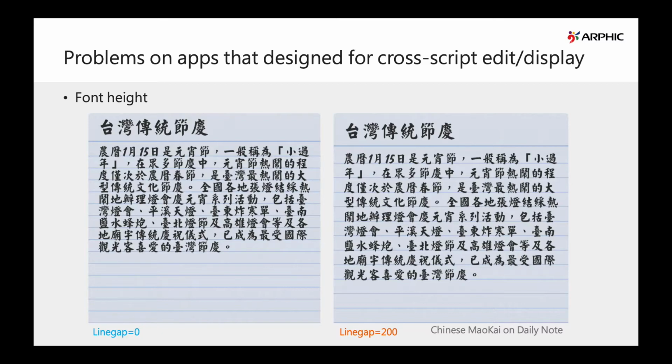So here are some problems that might happen on apps designed for cross-script display. The pictures are captured from the app Daily Notes on iOS. This app accesses the line gap value from the hhea table, and generally the parameter is 0. We used a Chinese typeface, Maokai, to edit text in the app. The left one has line gap value 0 in the hhea table, and the right one has the value 200. You can see when we raise the line gap value, there is more space and it looks better. So when you change the value of the line gap, it works on Daily Notes.